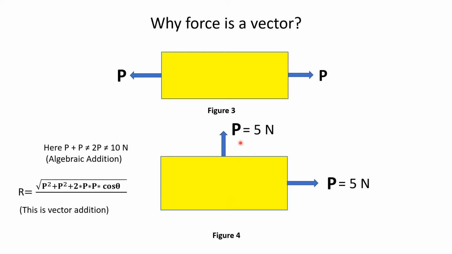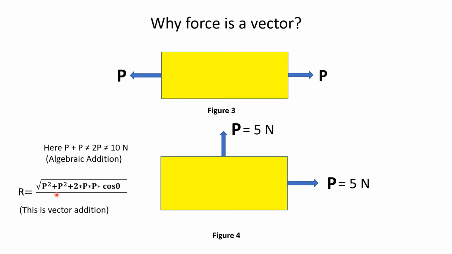And here, suppose P is 5 Newton and this P is 5 Newton. I cannot say that P plus P is equal to 10 Newton. P plus P is equal to 2P is equal to 10 Newton. This is algebraic addition. This algebraic addition we cannot do for a force because force is a vector and its effects on a body depend on the direction of the force, and that is how the direction becomes very important.